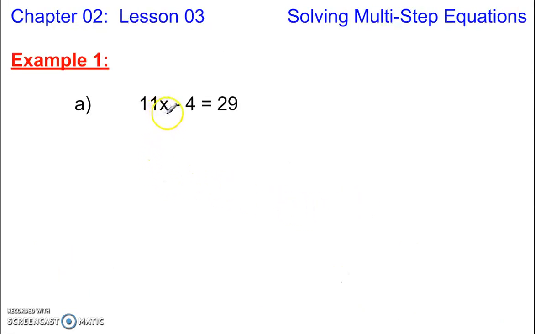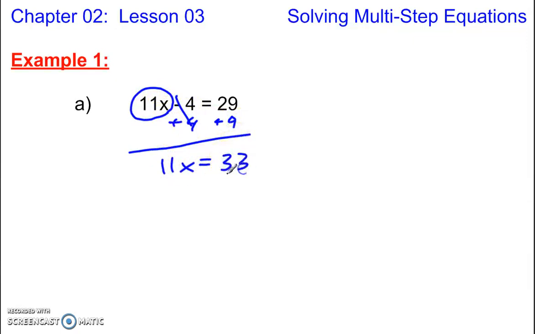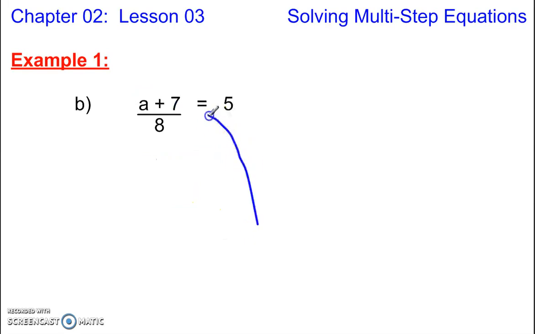So here we have an example. Circle the variable term. Add 4 to each side. 11x is equal to 33. Now what was inside the circle carries down. We divide by 11. This cancels out, and x is equal to 3. Here's an example with a fraction bar.